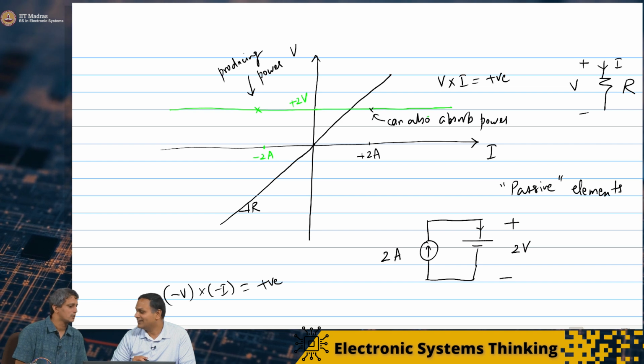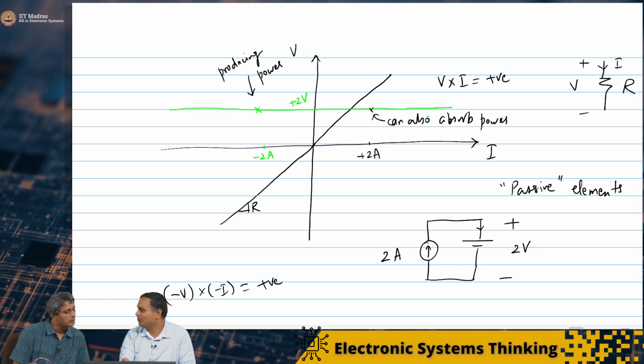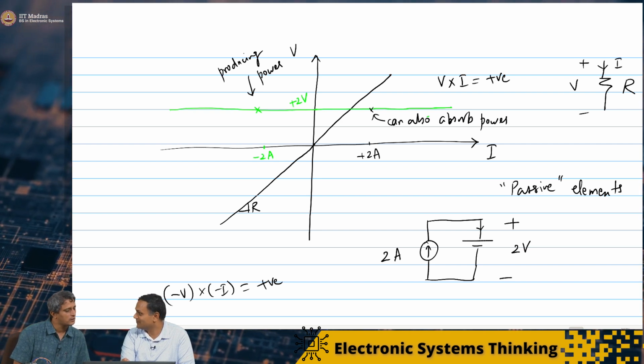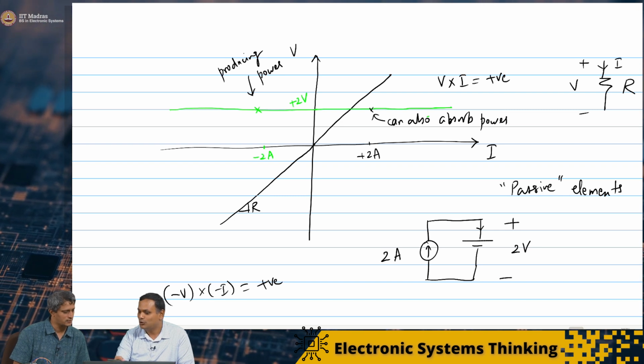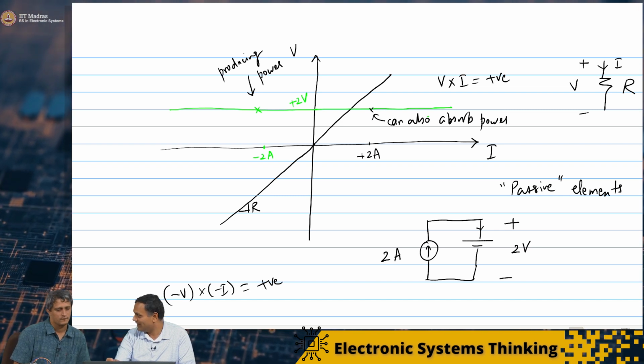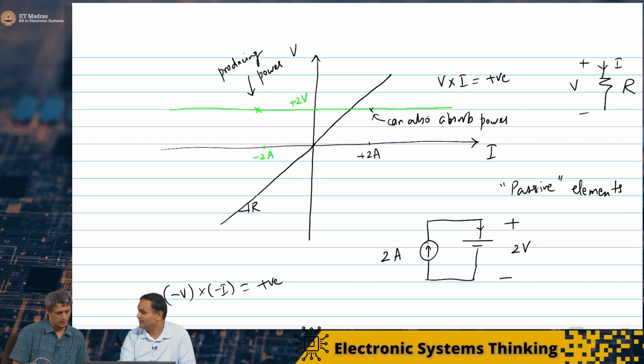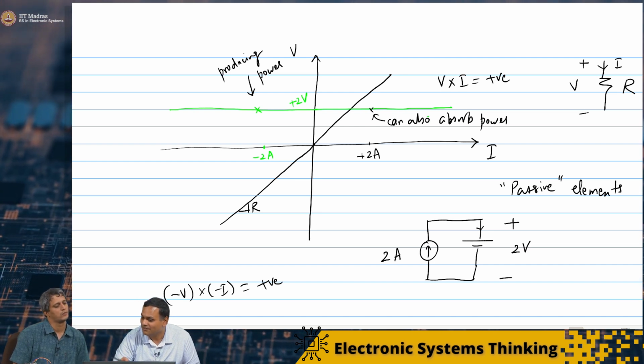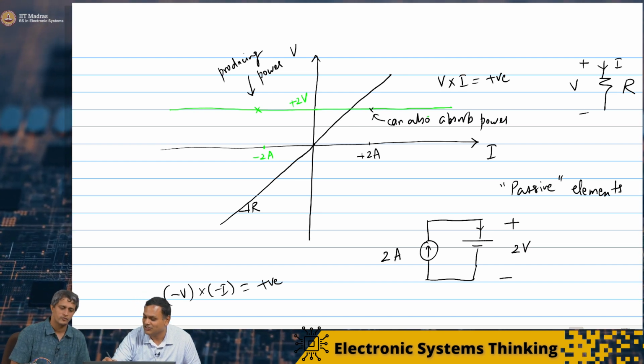And incidentally, now you can do the same thing for the current source here. This power, 2 ampere times 2 volts, is 4 watts again, and it has to come from somewhere. Correct. It happens to be coming from the charger. From the charger. Exactly.